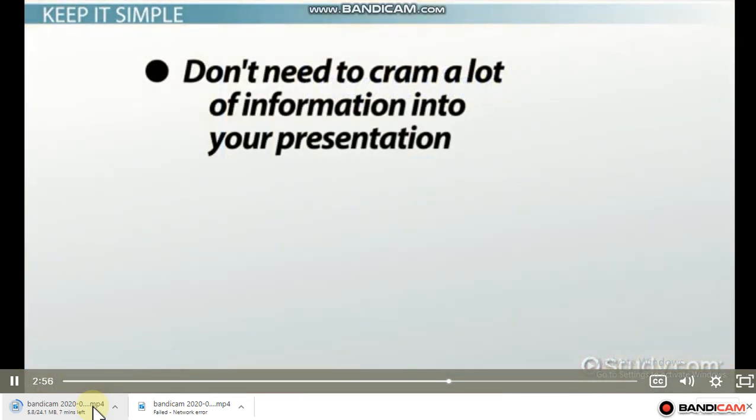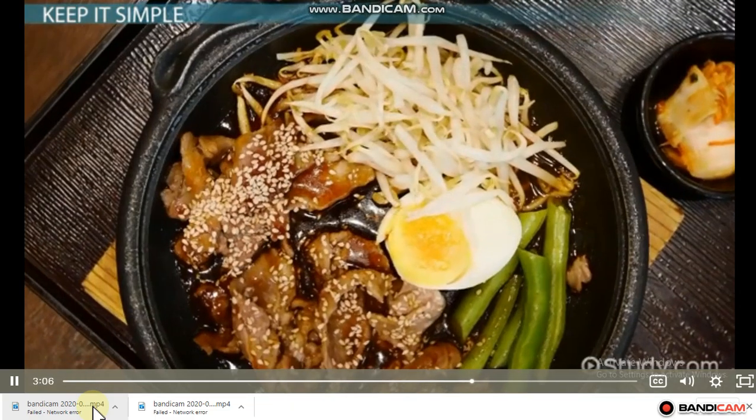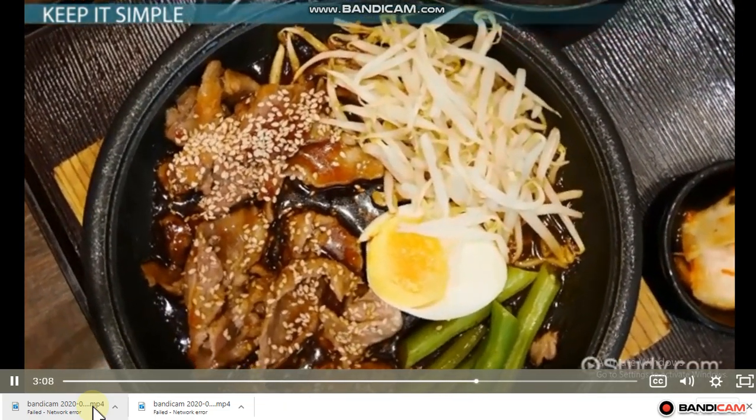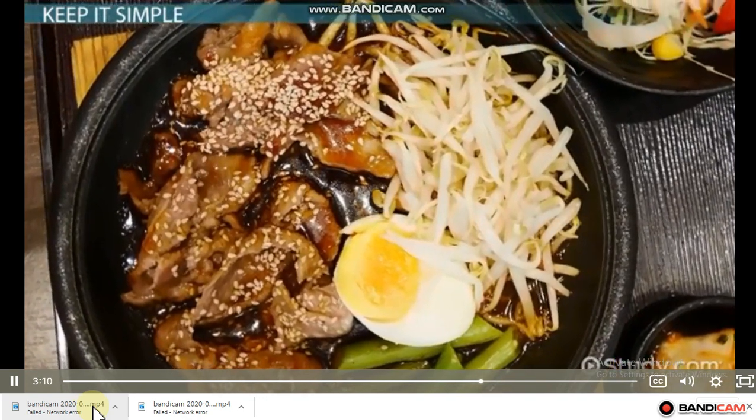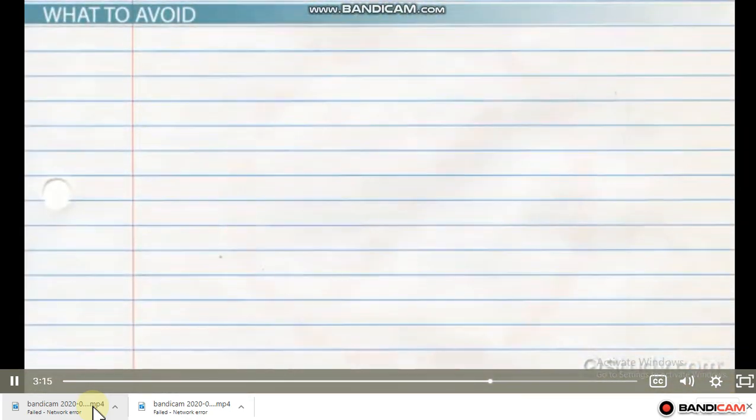You don't need to cram a lot of information into your presentation. Only present the information that relates to your conclusion and story. Whenever possible, use pictures. People like pictures, and pictures can tell a story simply. Oh, and be funny. Daniel continues and now tells you some things to avoid.